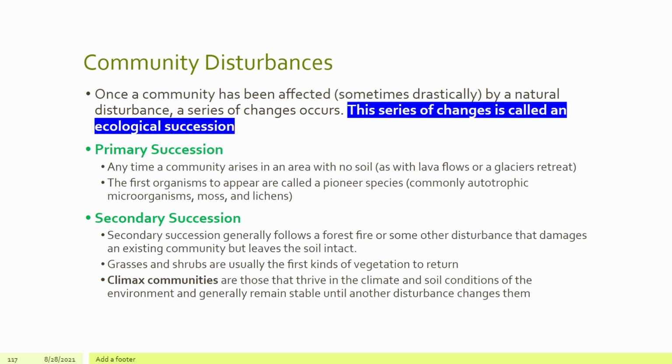A secondary succession generally follows a forest fire or some other disturbance that does damage an existing community, but it does leave the soil intact, such as a grass and a shrub. Those would be organisms that would be the first kind of vegetation to return. And generally, we have climax communities, or those that thrive in the climate and soil conditions of the environment and generally remain stable until another disturbance changes them.